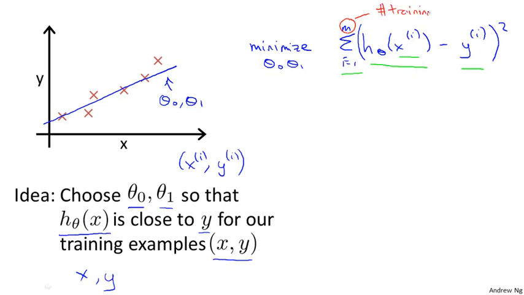And just to remind you of your notation, m here was the size of my training set, right? So the m there is my number of training examples. That hash sign is the abbreviation for number of training examples. Okay.